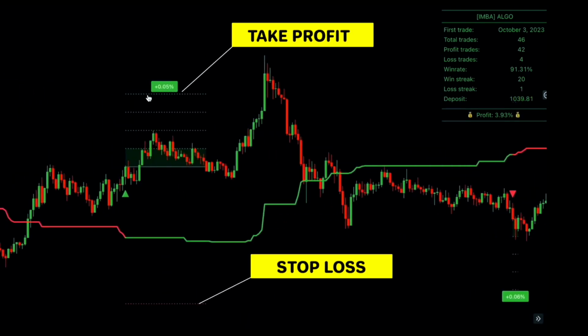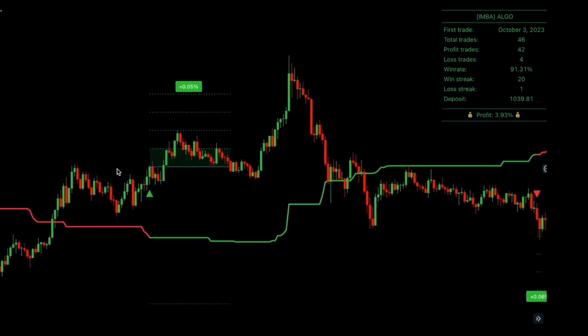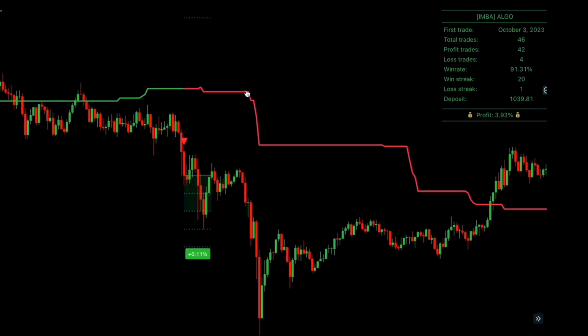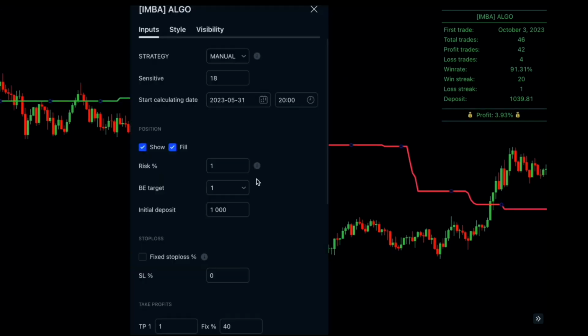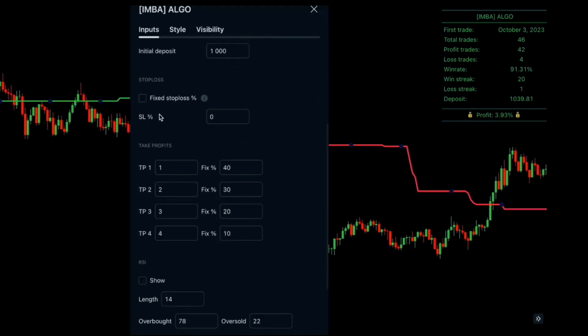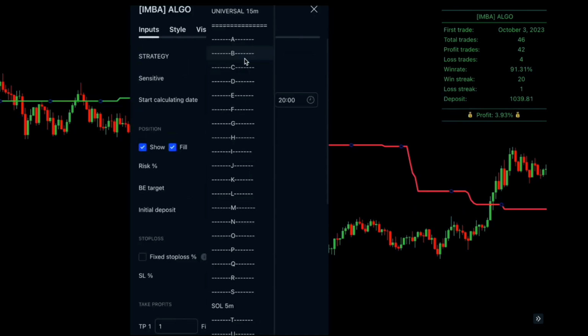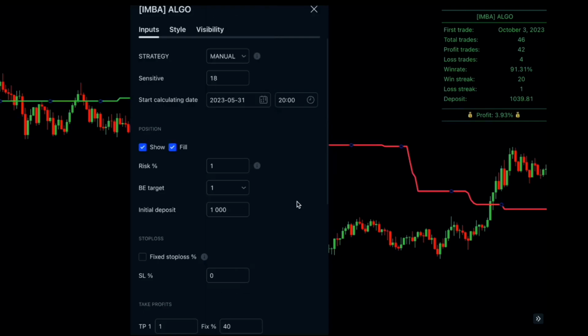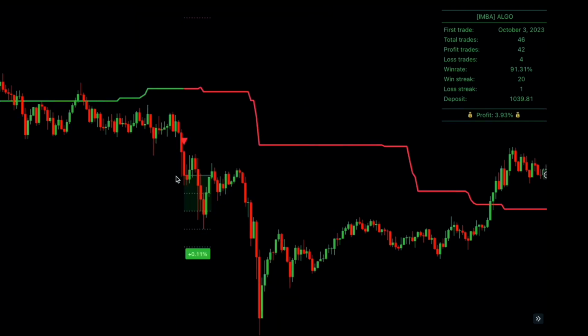What sets it apart is its versatility. Whether you're trading crypto, stocks, or forex, this tool adapts to the market conditions, offering consistent performance. Another standout feature is its ability to adjust sensitivity based on market conditions, allowing traders to fine-tune it according to their preferred trading style. Whether you're a scalper or a swing trader, this indicator is your go-to for reliable signals.